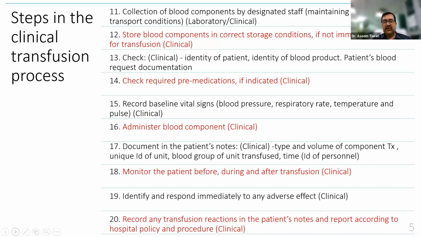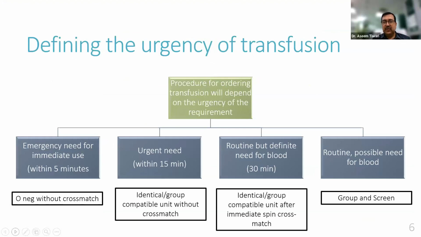This was a very comprehensive list which had all these steps, but we'll simplify the entire thing. So the first thing is, when we assess the need for transfusion, we also assess whether it is emergency, whether it is urgent, whether it is routine, but there is a definite need for blood. And the fourth is that it is routine, and the blood may or may not be required. There's only a possible need for blood.